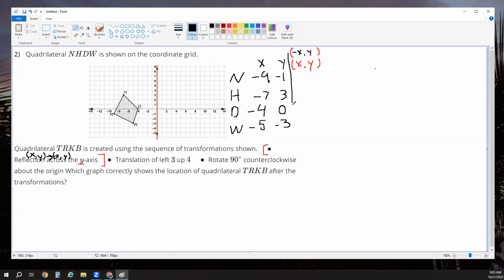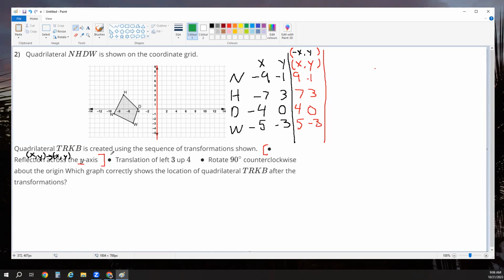Okay, so let's get to business. My new x is going to be pulled from the x column, but it's going to be the opposite sign. So it's going to be 9, 7, 4, and 5. And the y's are going to be the same, pulled from the y column: 1, -3, 0, and -3. All right, that ends my red one.